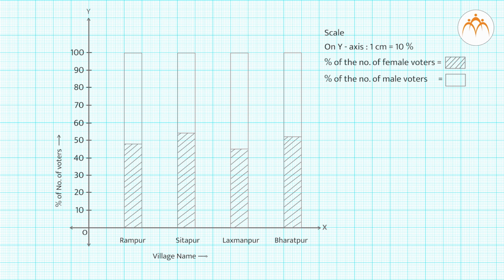Dada, have a look at this. Well done! You have drawn the percentage bar diagram accurately. Now let's see one more example.